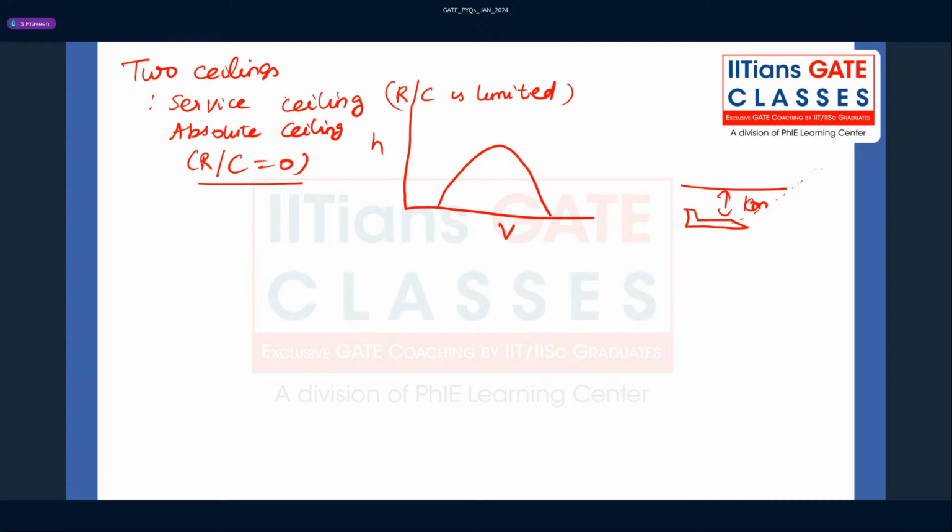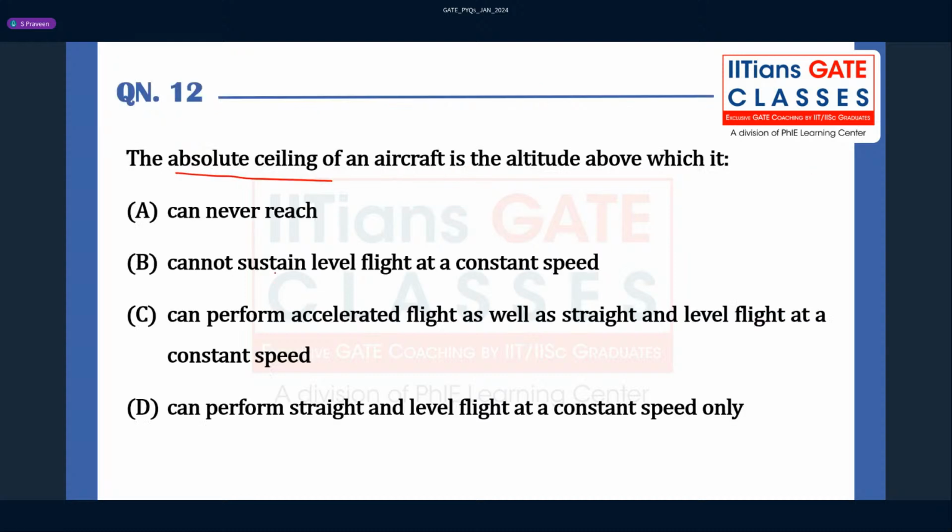So if I go back to the definition, it cannot sustain level flight at a constant speed. Okay, so this has to be the definition. So it can reach up beyond absolute ceiling, but with structural instabilities coming into the picture. This is an important thing, and it can never perform accelerated flight beyond the absolute ceiling because, like I said, you will have issues, and stable flight is also not possible. So the only possible answer is option B. Okay, hope you guys understood this.